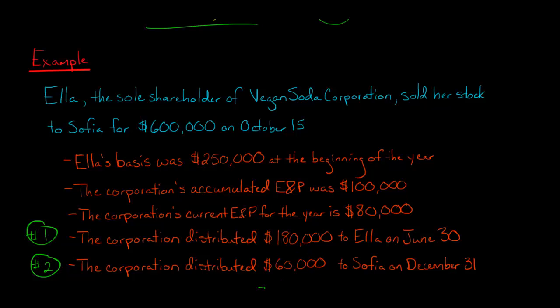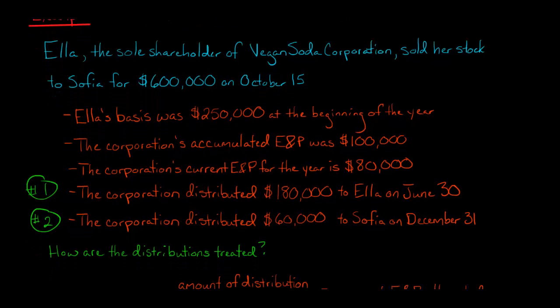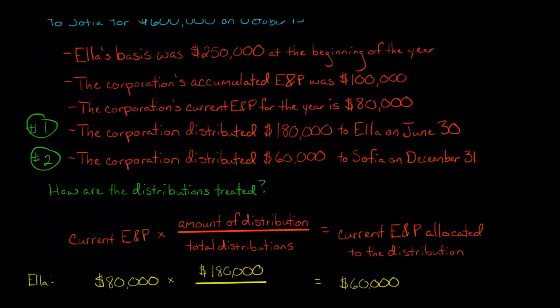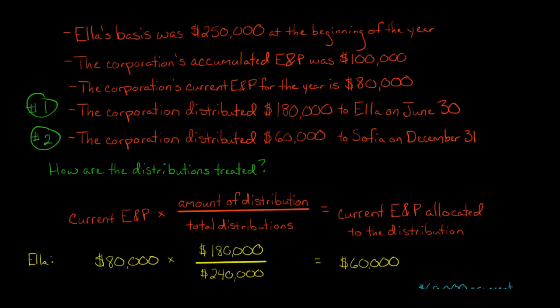Okay, so now we've got everything we need to figure out how these distributions are treated. We've got $240,000 in total distributions. We note that is higher than the current E&P, $80,000. So we are going to need to do our allocation process. So we'll start with Ella.